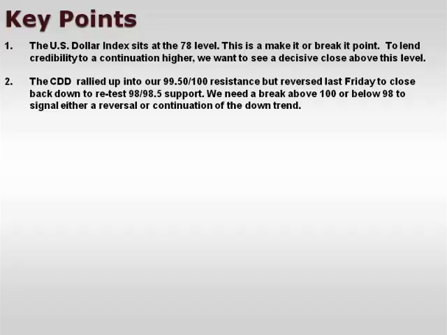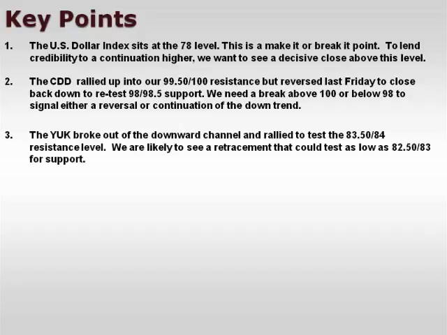The CDD rallied up into our 99.5-100 resistance level, but reversed last Friday to close back down to retest 98-98.5 support. We need to see a break above 100 or below 98 to signal either reversal or continuation of the downtrend. The YUK broke out of the downward channel and rallied to test 83.5-84 resistance level. We are likely to see a retracement that could test as low as 82.5-83 for support.